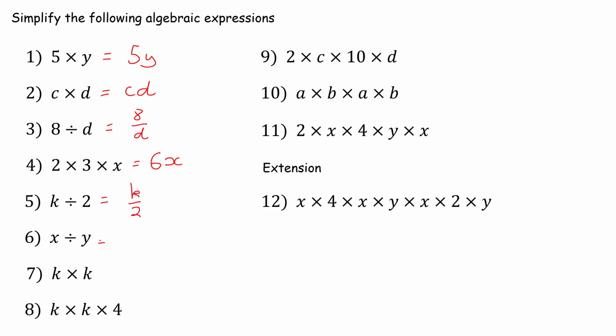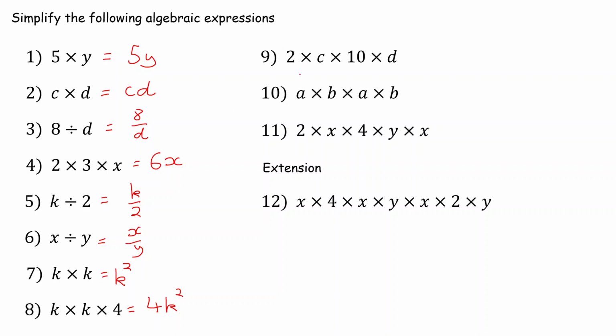Question 6, x divided by y. We write it as x over y. Question 7, k times k. As we saw previously, you're timesing the same variable. Okay, so it's going to be k to the power of 2, k squared. Question 8, we've got k times 4. Well, k times k was k squared. Timesing it by 4, so k squared times by 4. Okay, but in algebra, the number comes first. So 4 times k squared, which is the same thing as 4k squared. You group it all together, 4k squared.